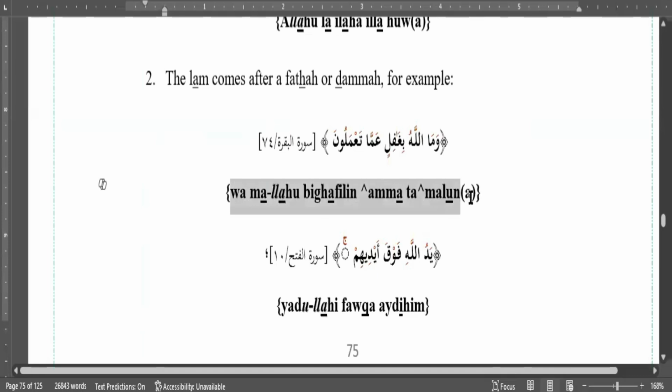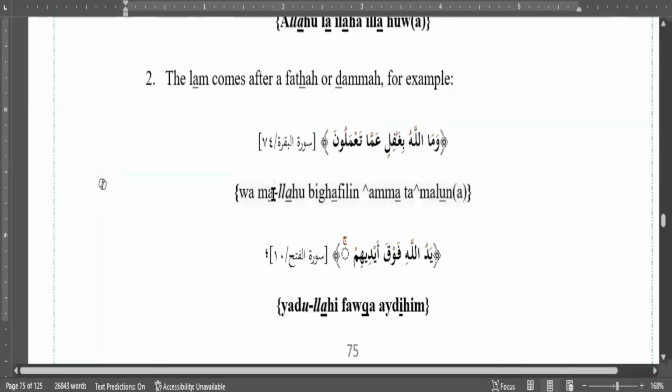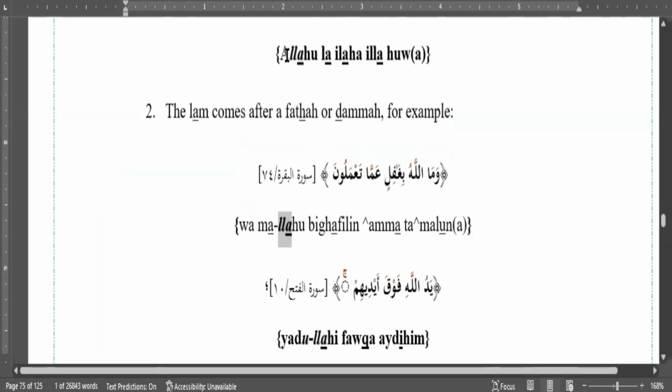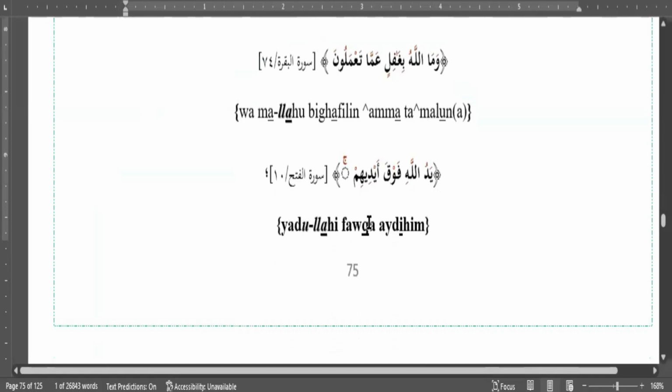So I think really all this should not be bold. Just the lams should be bold. That's where the focus is here. And here too, Bismillah. And also, Yadullahi fawqa aydihim. Yeah, it needs the U also. And this one needs the A with it.